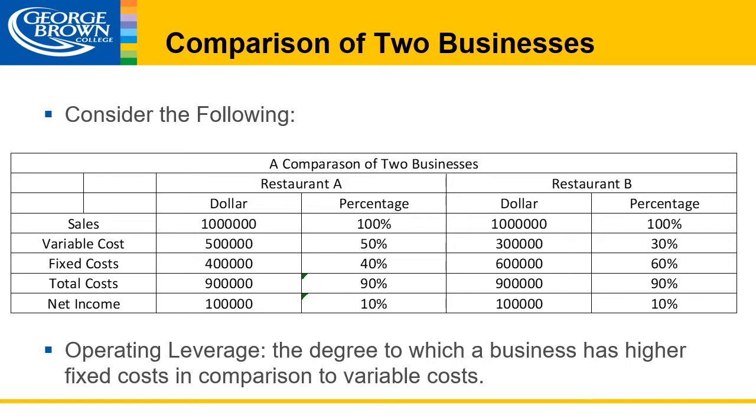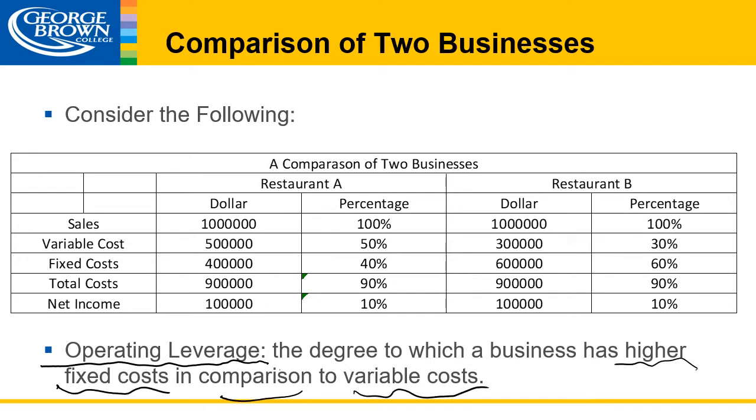So here's a quick comparison of two businesses, and what we're looking at here is the degree to which their variable costs are higher than their fixed costs as a percentage. What we're really looking at here is operational leverage. This is very important, so try and write this one down. Our operational leverage is the degree to which a business has higher fixed costs in comparison to variable costs.